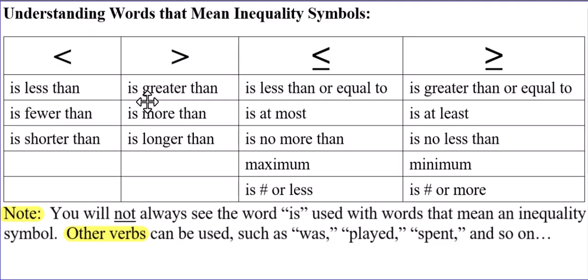Okay, now you probably noticed that there was the word is being paired with almost all of these phrases, except for maximum and minimum. You're not always going to see the word is used with the words that mean an inequality symbol. Other verbs can be used with these phrases. So other verbs could be things like, instead of the word is, how about the past tense version of it? Was. Or how about just other words, like played? I played less than 2 hours of video games. Maybe the word spent. I spent longer than 30 minutes in line for a roller coaster. Lots of different verbs can be used with inequality words.